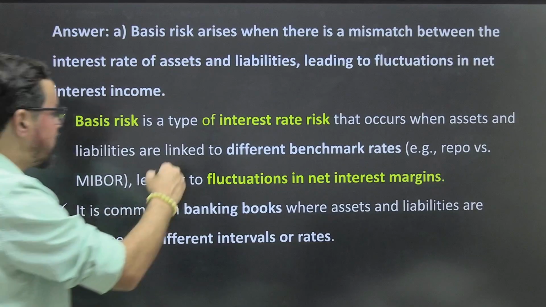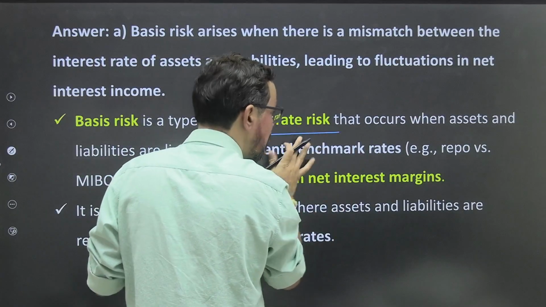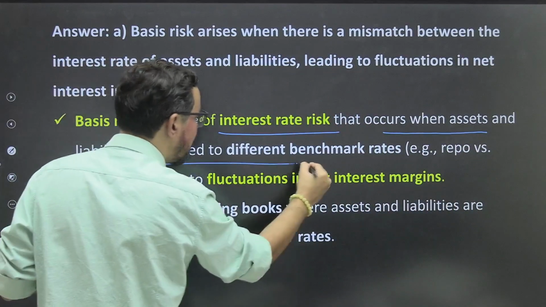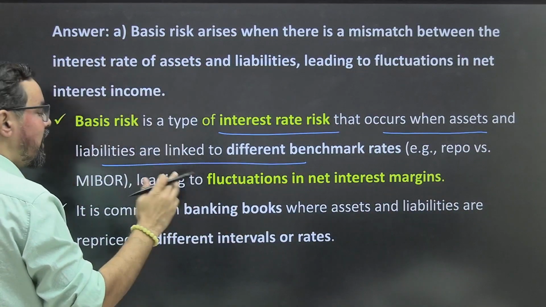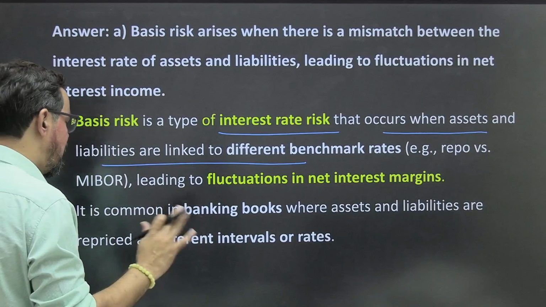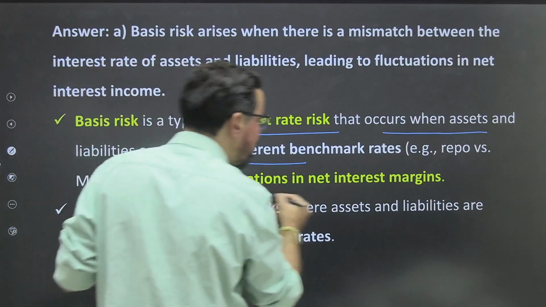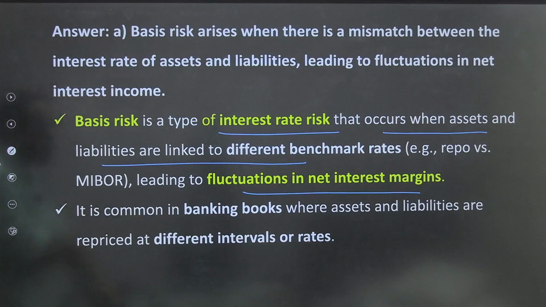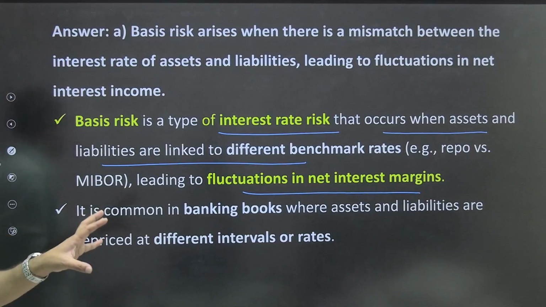Okay? So basis risk is a type of interest rate risk that occurs when assets and liabilities are linked to different benchmark rates like repo, MIBOR, MS, and the others, okay, leading to fluctuation in net interest margin itself. Okay? It is common in the banking book where assets and liabilities are repriced at different intervals or rates itself.